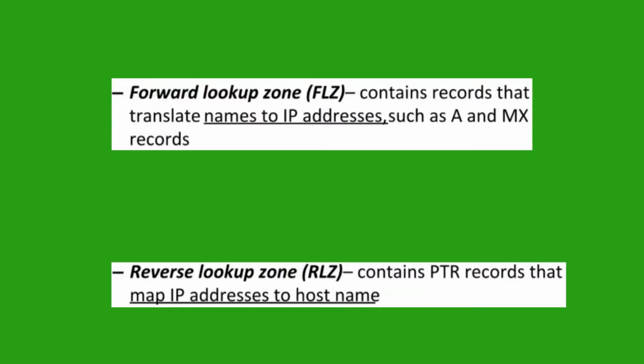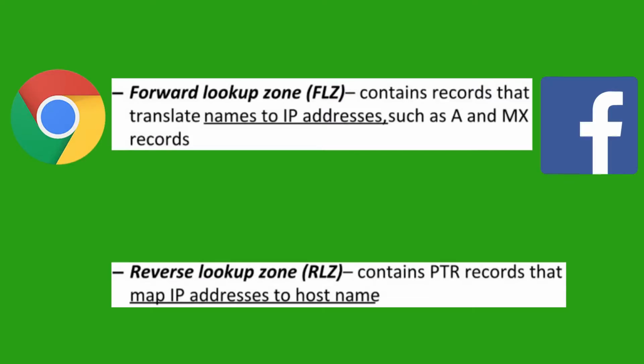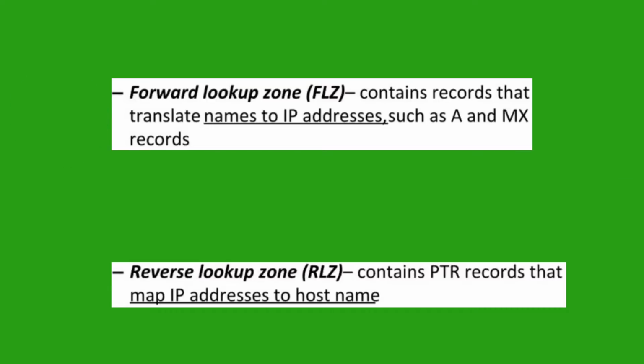So basically, a forward lookup zone contains records that translate names to IP addresses, such as A and AAAA records. These come into play, of course, if you guys are looking up maybe a Google website or maybe trying to find Facebook.com. So instead of actually finding or typing in the IP address for Facebook, all you would do is translate the name. So you'd actually type in the name and it would automatically translate it to an IP address.